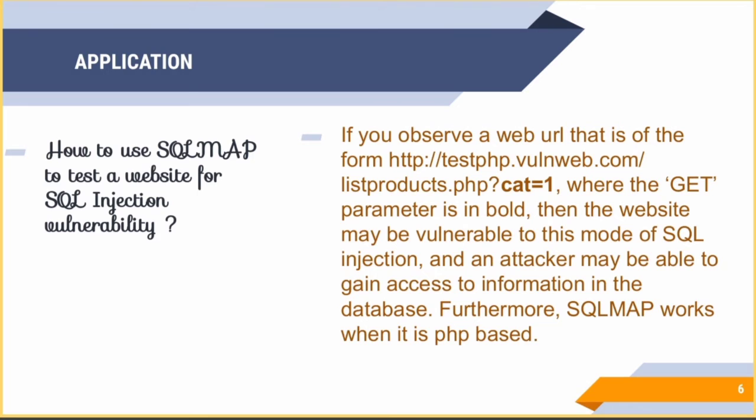Now let's get started. Before we get into how to use SQL Map to test a website for SQL injection vulnerability, let's see what SQL injection is first. SQL injection is a code injection technique where an attacker executes malicious SQL queries that control a web application's database. With the right set of queries, a user can gain access to information stored in databases.